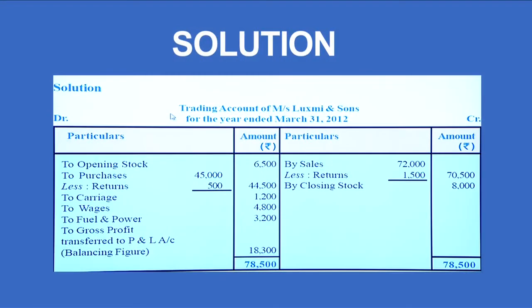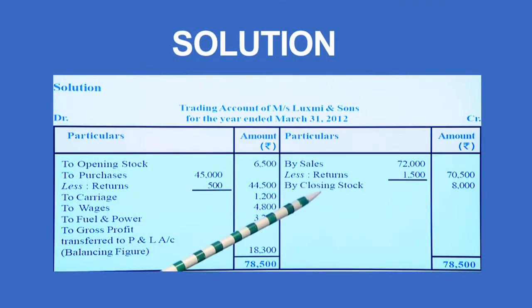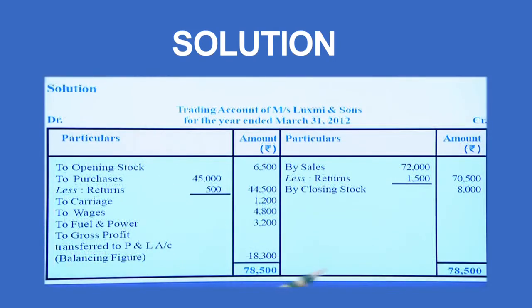So here is the answer or solution: by sales less returns. Closing stock on the credit side of the trading account. Opening stock on the debit side, to purchases less returns. Carriage, wages, fuel and power, all these are direct expenses, so they are coming on the debit side of the trading account. Then you have to balance it. The balance is coming higher on the credit side, so that is 78,500, and if you are taking the difference, there is a shortage of 18,300. That will come on the debit side of the trading account as the gross profit.